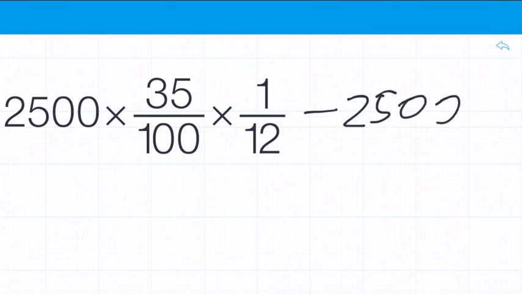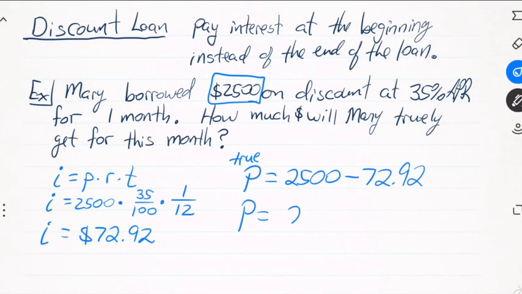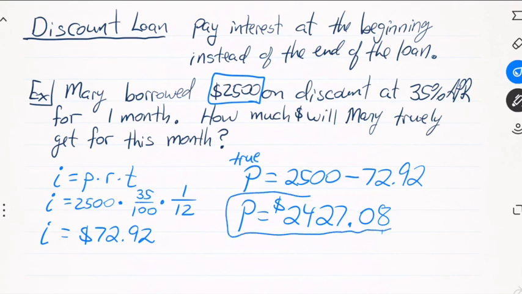So you're only going to go home with... Now I'm subtracting this backwards, so it's going to come out negative. You're only going to go home with 2,427.08. So technically, this is how much money you're really borrowing, because that's the only amount you're going to be able to keep for the entire month. And then at the end of the month, you have to pay back, take a guess, $2,500.